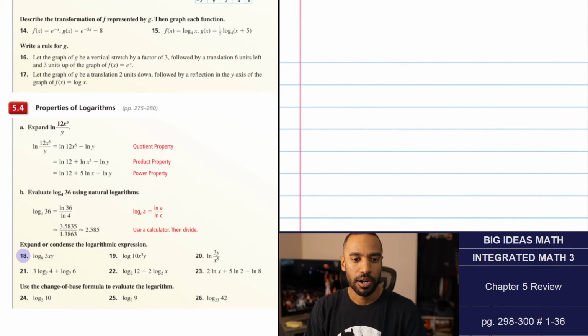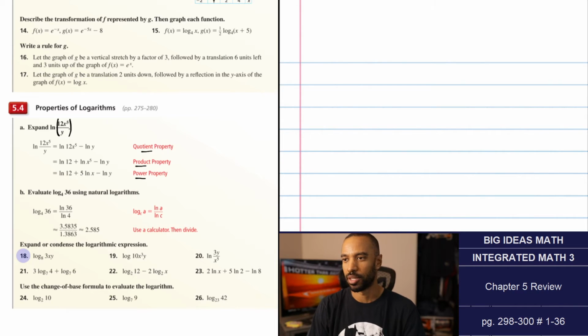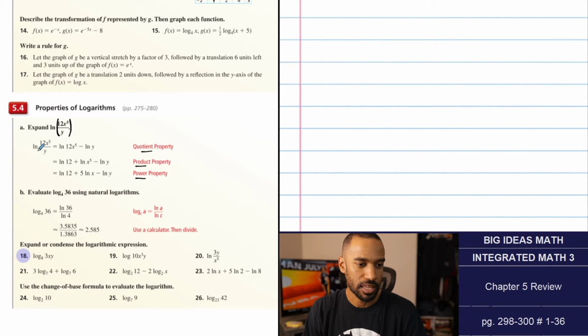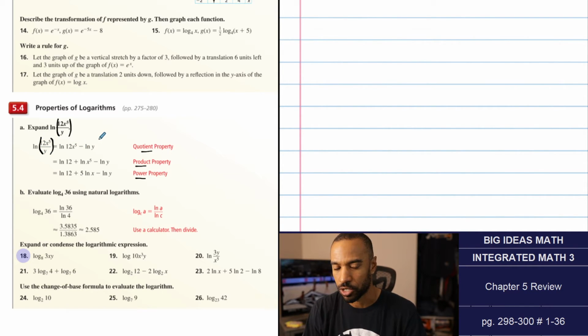So on parts A and B of the examples, expanding natural log of 12x to the fifth over y, we're taking a couple properties here. There's something called the quotient property and product property, and something called the power property. They're probably easy names. I don't tend to call them that. I don't call them anything. But what I say in these cases is we're taking the log of, right now we're talking about the quotient. The log of a quotient where 12x to the fifth is dividing by y inside of your natural log.